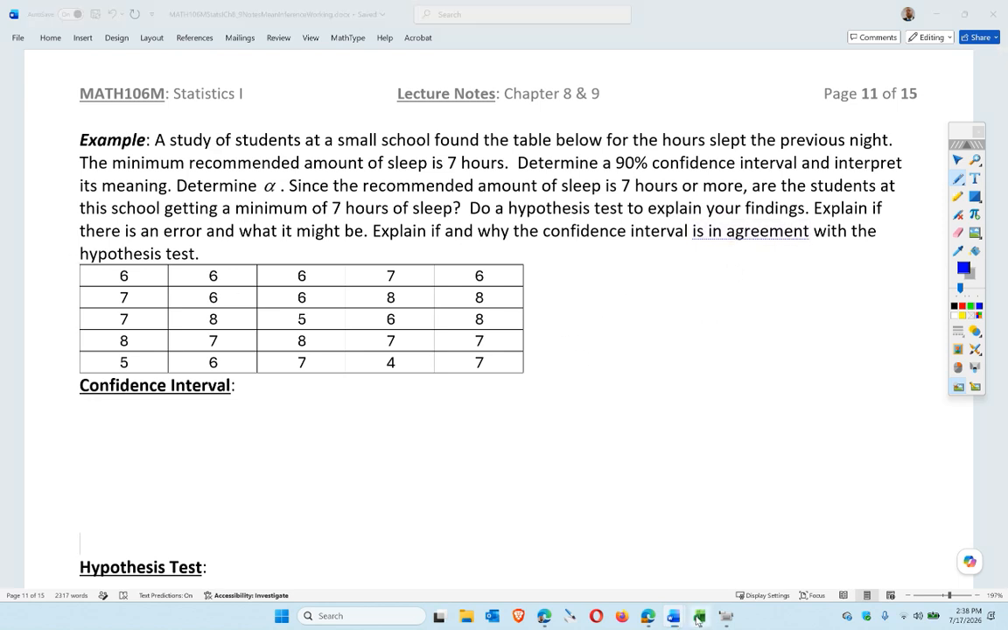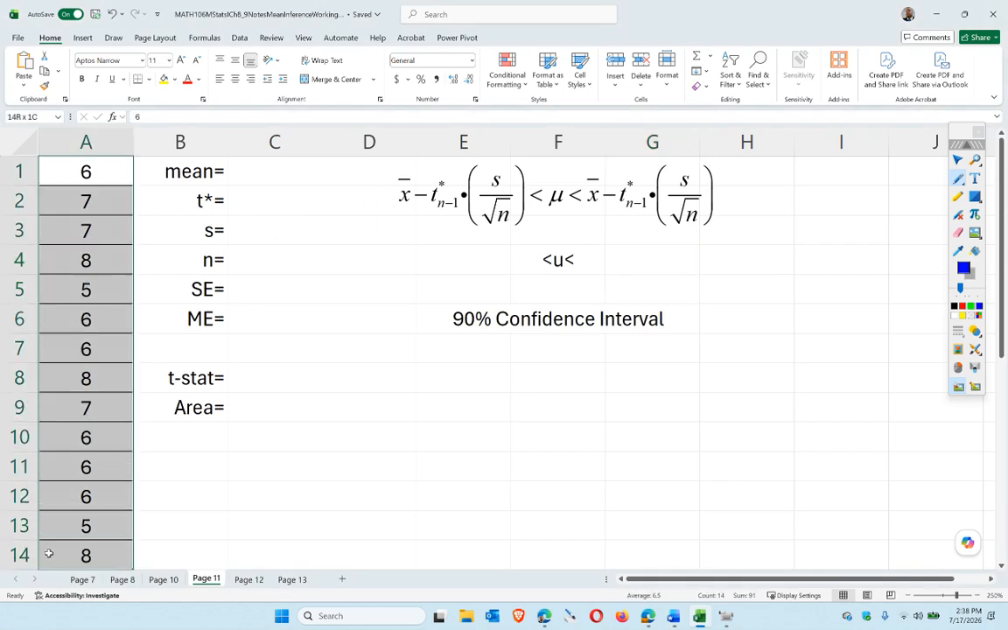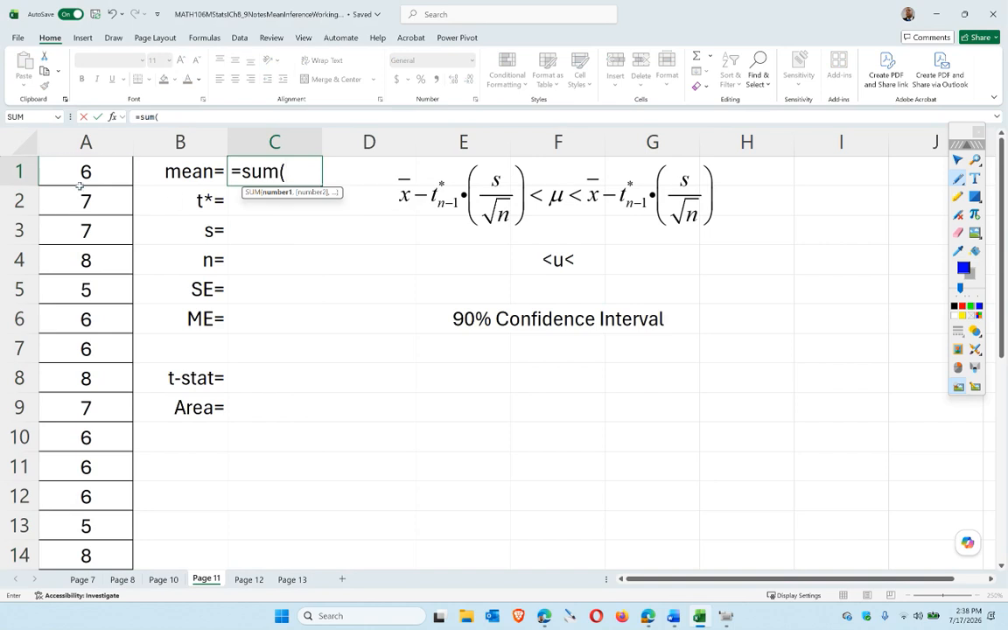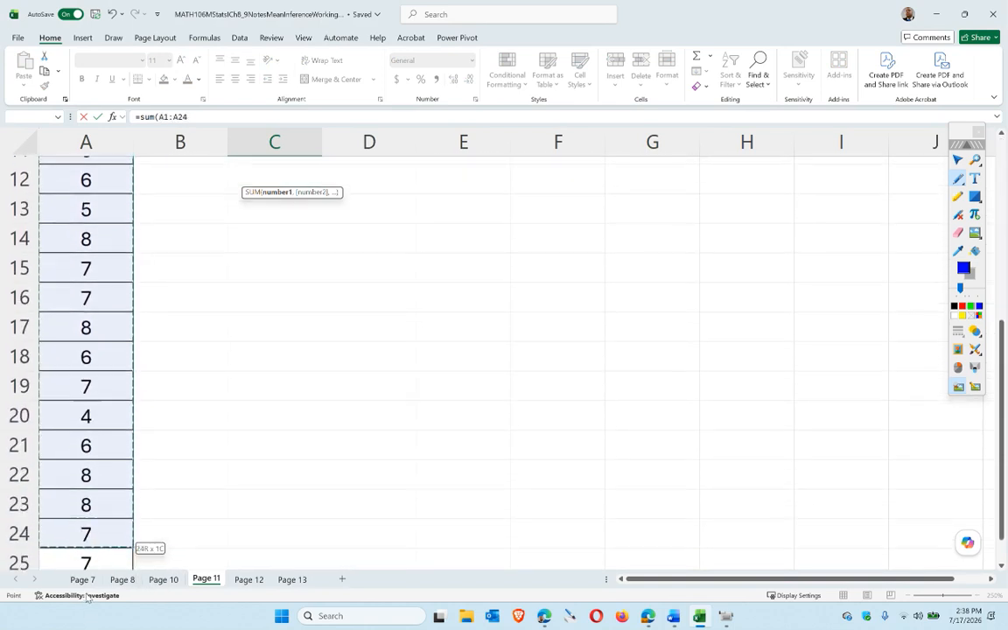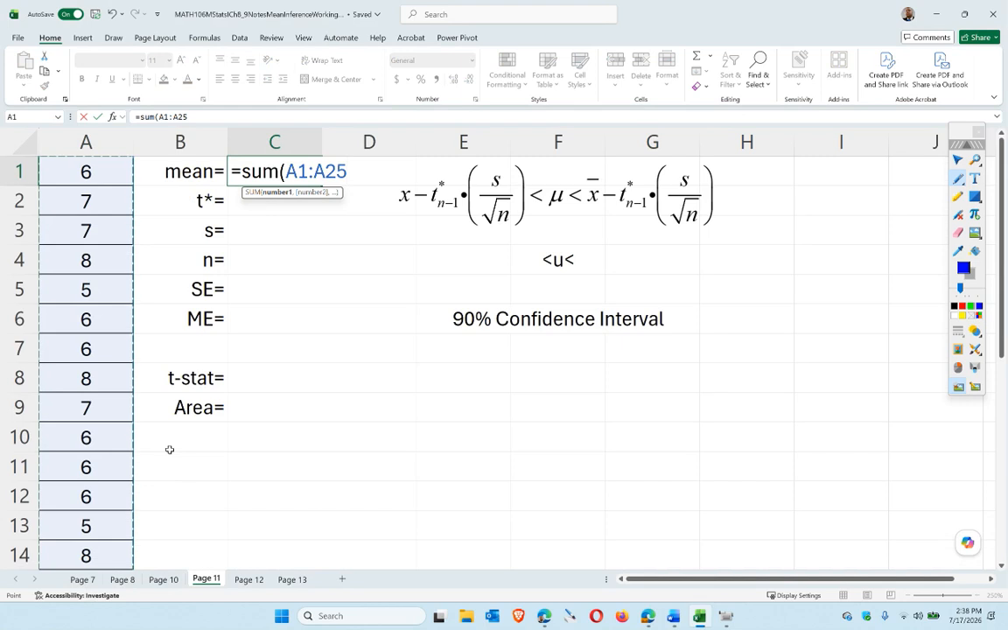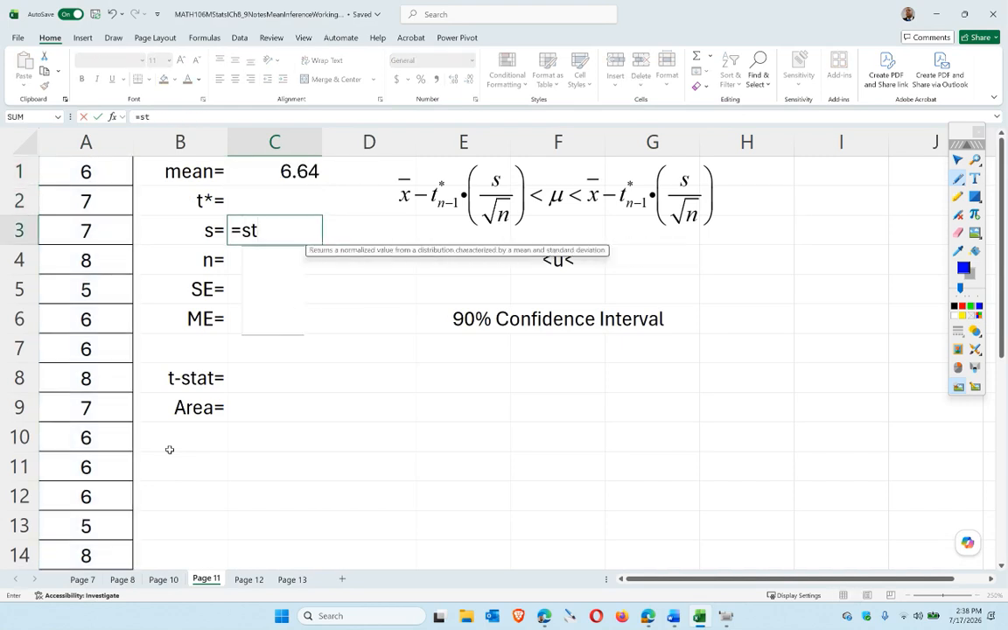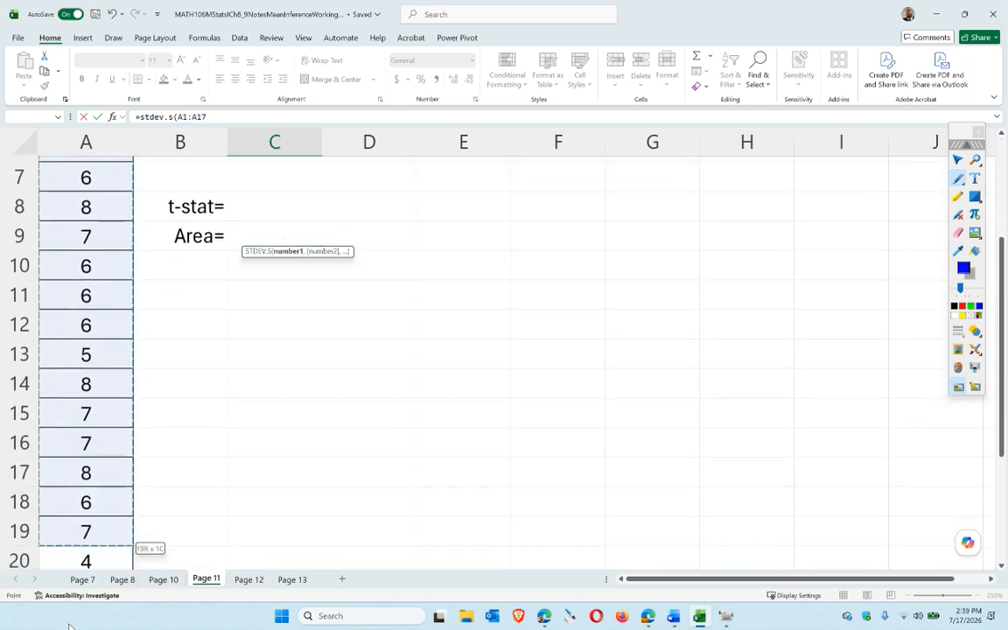All right, so I took all that data and I put it into a spreadsheet here. So I'm going to add them up, and I'm going to divide by 25 to get the mean. The standard deviation is standard deviation dot sample, because this is obviously not every single kid in the world.